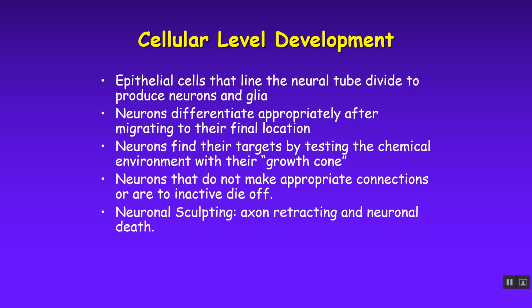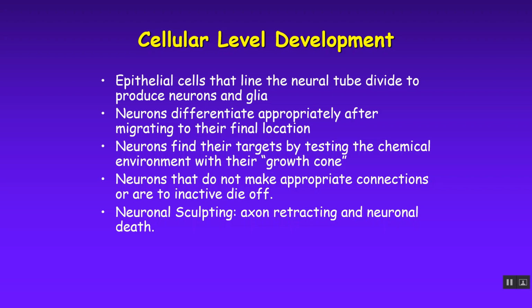neurons differentiate appropriately after migrating to a final location. Once they get to where they're supposed to go, they turn into the cell to do the job they're supposed to do. Neurons find their targets by testing the chemical environment with their growth cones. If you look on a microscopic level, you can see these cells.